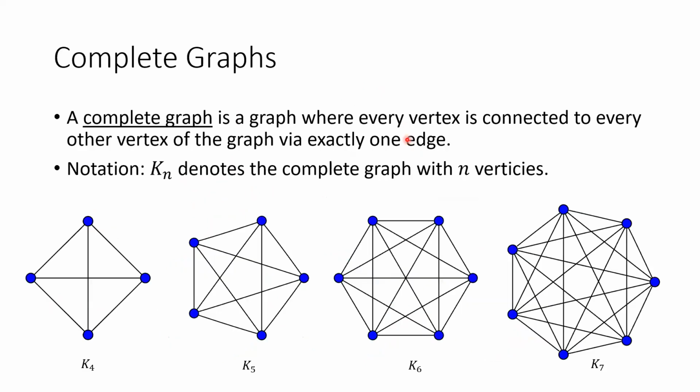Now, another notion we're going to use is the notion of a complete graph. A complete graph is a graph where every vertex is connected to every other vertex of the graph via exactly one edge. So the notation Kn denotes the complete graph with n vertices. So we have K4, K5, K6, and K7. These are all complete graphs.